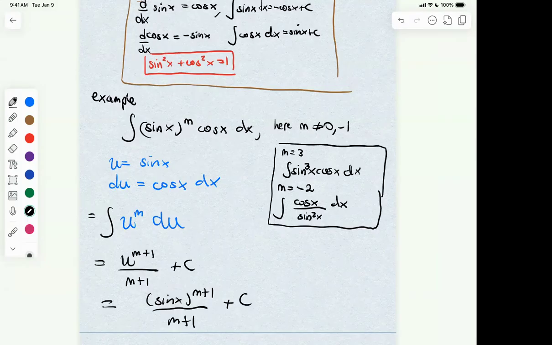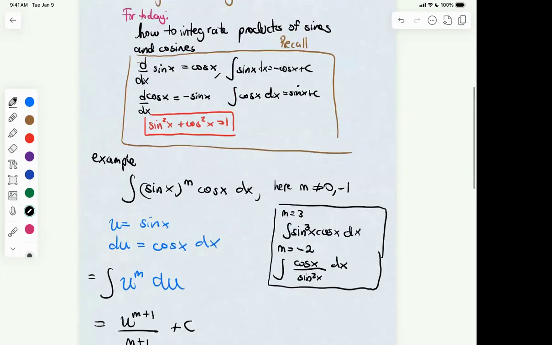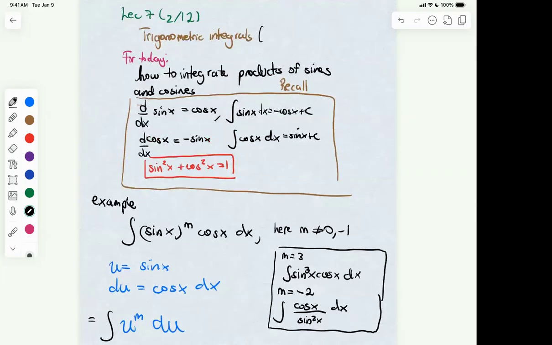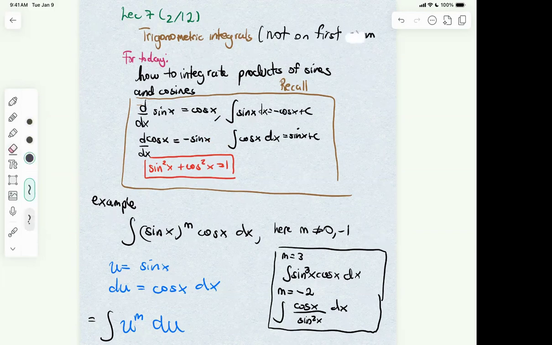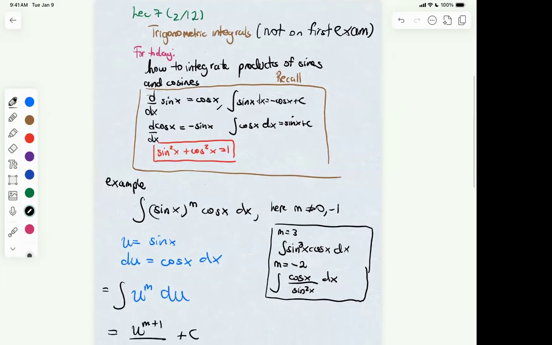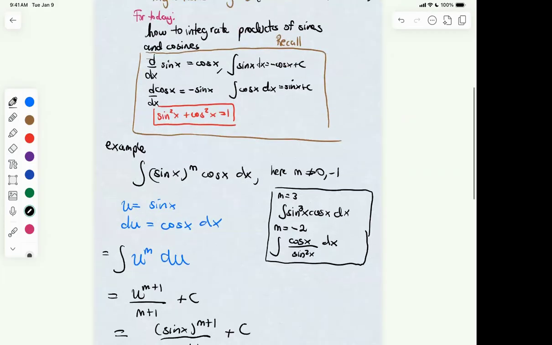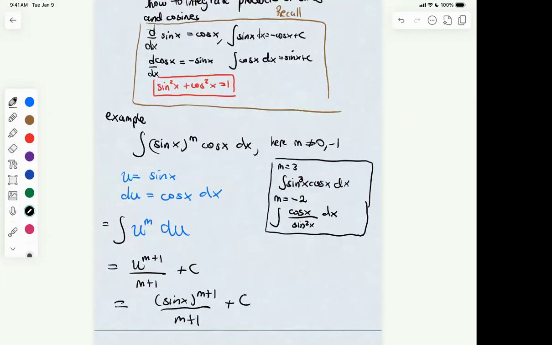Oh no, nothing. Wait, right, this is completely brand new, not on the exam. Yes, good question. Let me put this: not on the first exam. Is that making sense so far?